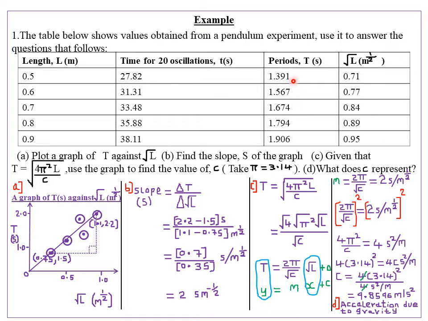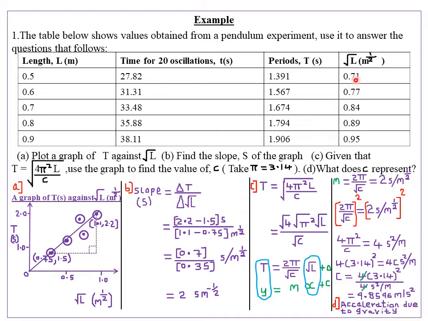So I find students making such errors. For example, you find a student recording his or her period as 1.391. Then for the next value, he or she records 1.56. If you record 1.56, that is correct to 2 decimal points, but the previous value is correct to 3 decimal points. So that is how you start losing marks. Always ensure that if you have chosen 3 decimal points, then all values within that column of period are correct to 3 decimal points.